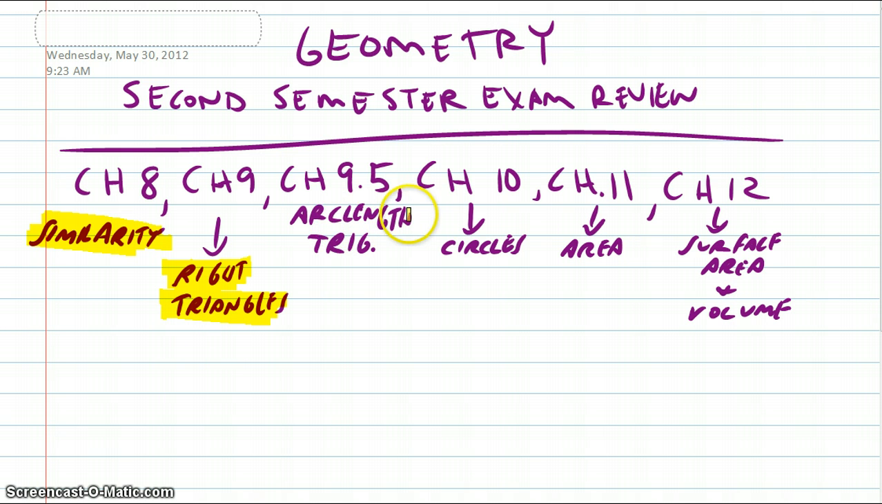It's not a chapter in the book, but we took arc length and trig and made it into its own little unit. Then we talked about circles for a while. We did area in chapter 11, and surface area and volume is what we finished off with. And throughout all this, we did some stuff from chapter 13, which was on graphing.